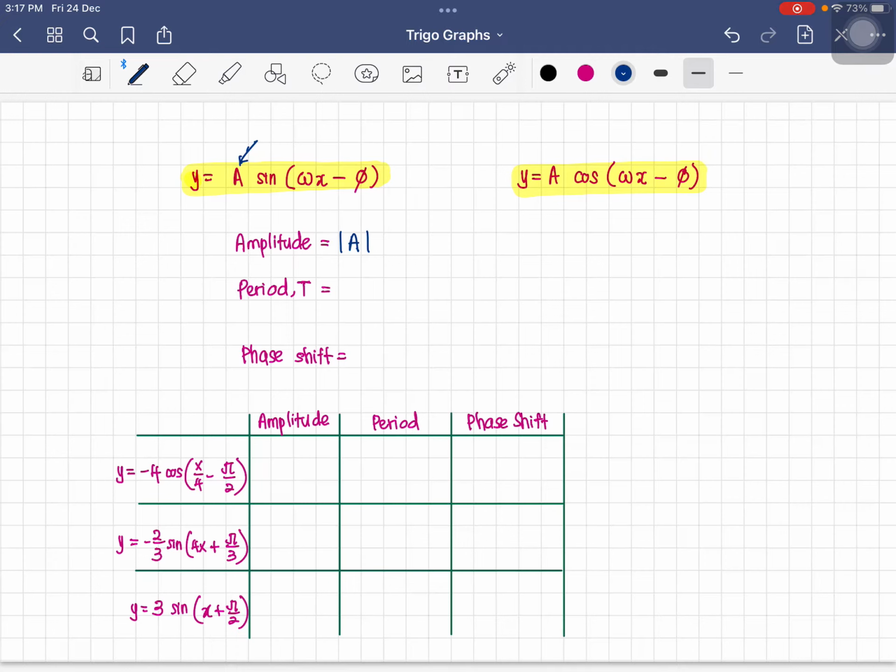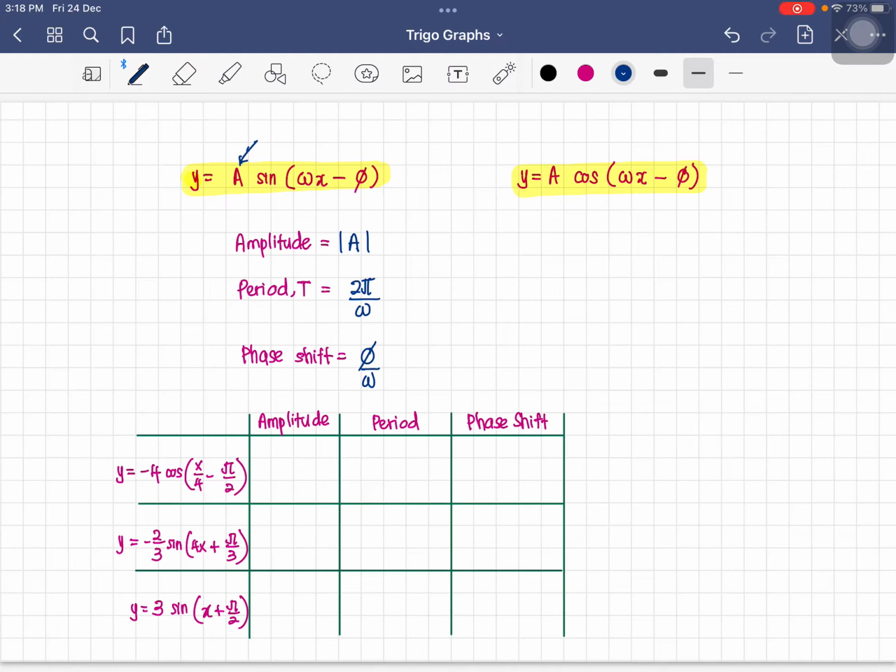Next is the period. To get the period, the formula is 2 pi over omega. For the phase shift, if it is negative there, it should be positive, so phi over omega. Let's look at the amplitude, period, and phase shift for each of these.